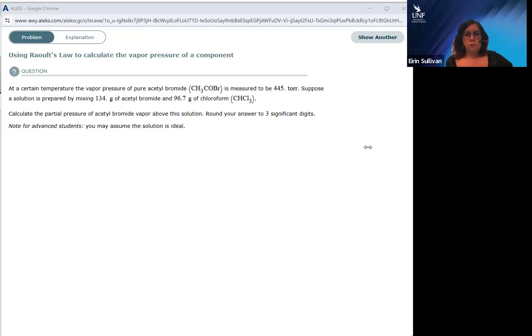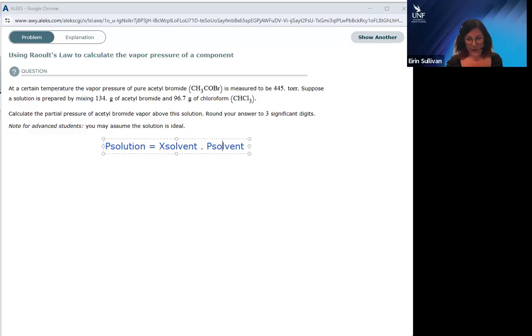Using Raoult's law to calculate the vapor pressure of a component. Raoult's law says that if you have a solute dissolved in a volatile solvent, the vapor pressure of that volatile solvent is going to be less for the mixture than it would be for the pure solvent. You can calculate that using the vapor pressure of the pure solvent multiplied by its mole fraction in the mixture. So the pressure exerted by the solution, as opposed to the pure solvent, is going to be the mole fraction of your solvent in the mixture multiplied by the pressure of the pure solvent.